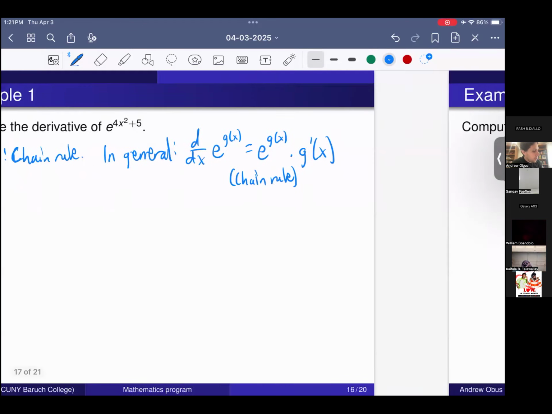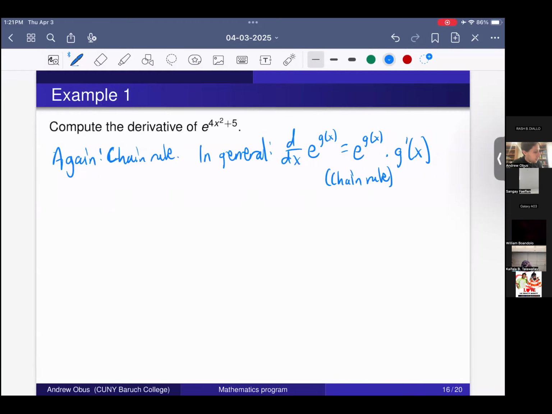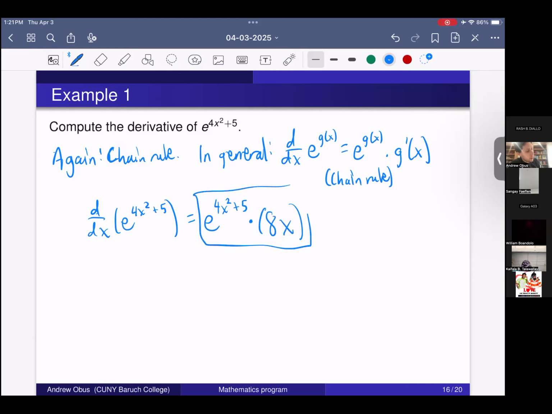And so what do we get? The derivative of e to the 4x squared plus 5 is just going to be e to the 4x squared plus 5, and then you have to multiply it by the derivative of 4x squared plus 5, and that just gives us 8x. Okay, so this example is not so hard. Questions on this?